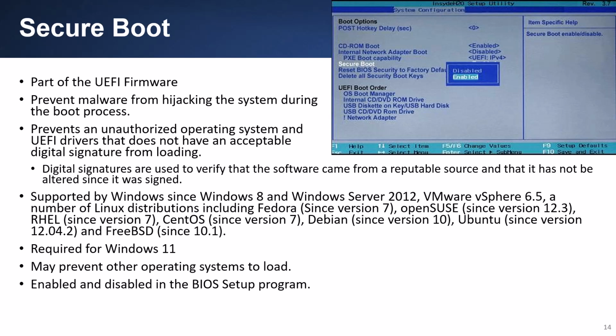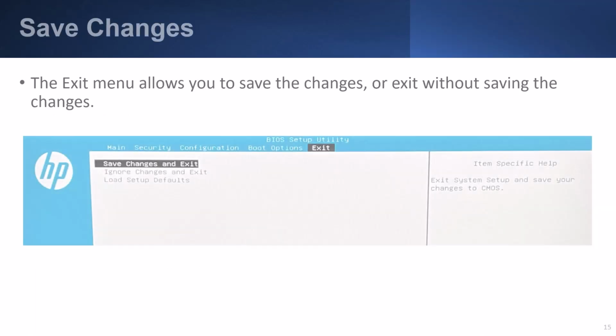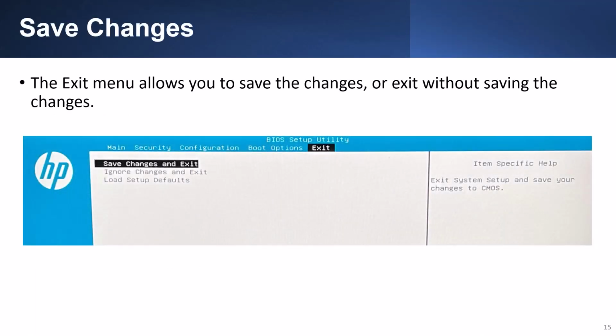To enable or disable SecureBoot is done in the BIOS setup program. When you make changes in the BIOS setup program, you need to save the changes as you exit. This is done under the Exit menu, where you select Save Changes and Exit. You also have the option to discard changes and exit by selecting the Ignore and Exit option.